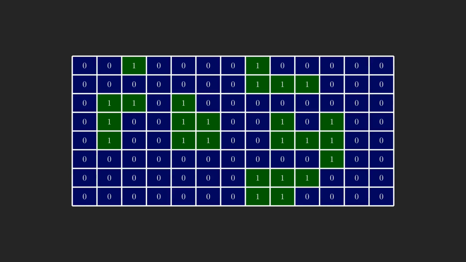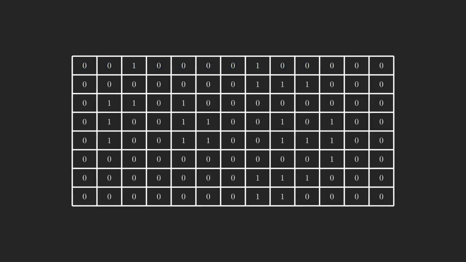If there is no island, we return 0. Think of an island as a group of connected ones. Two land cells are connected if they are adjacent, up, down, left, or right. Diagonal connections don't count. We'll solve this problem using depth-first search algorithm.